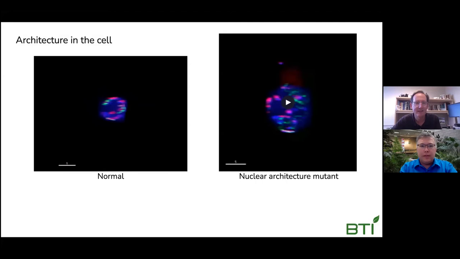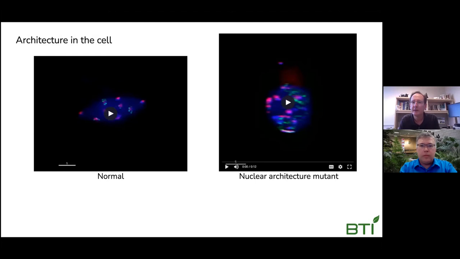And this is a normal plant on the left. One of the techniques that my lab uses, one of our main approaches, is to look at mutants. So a mutant that has an architectural defect, that is a mutation in a gene that encodes a protein involved in the architecture of the nucleus. And then we can see what happens to the genome.